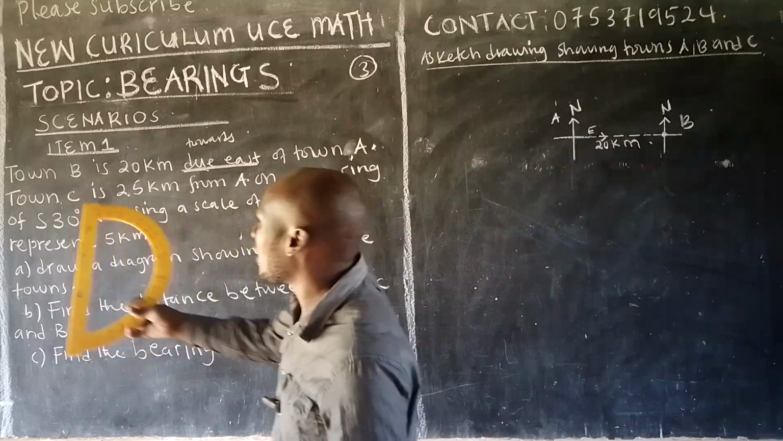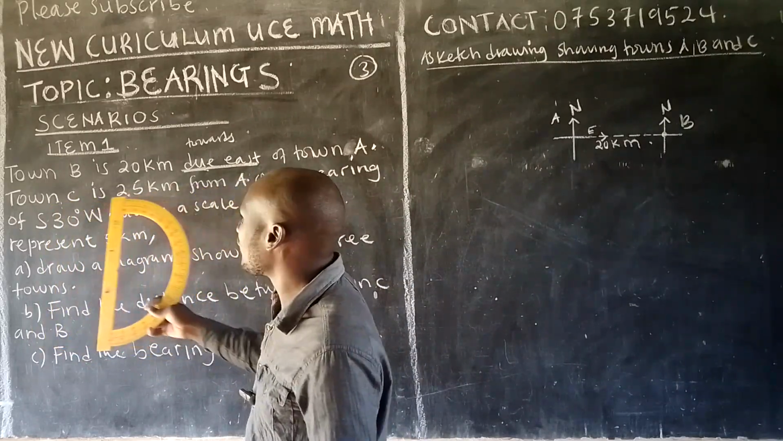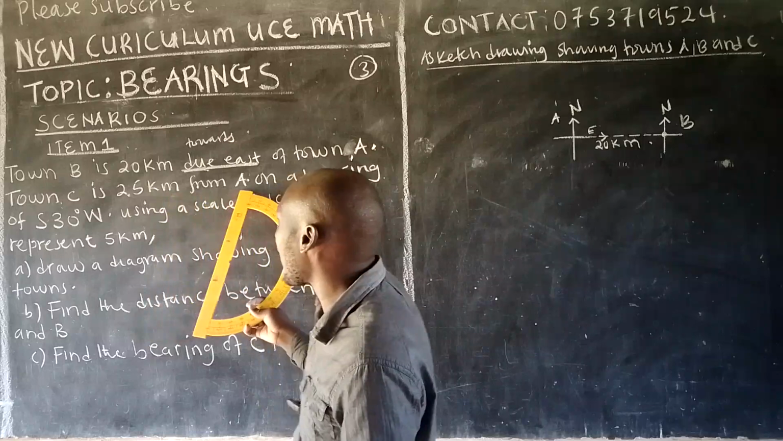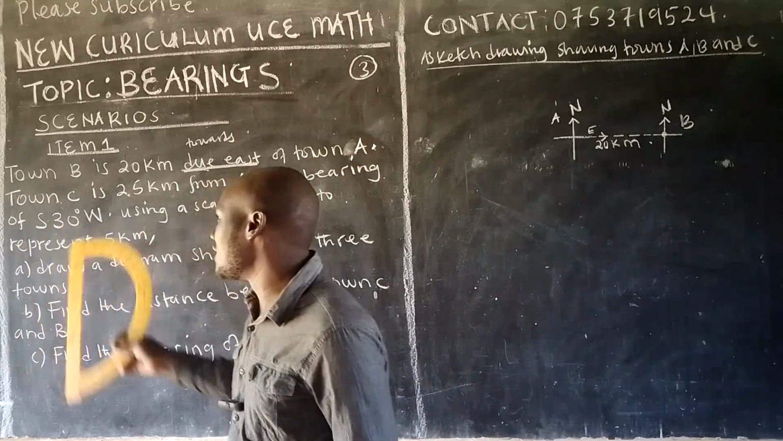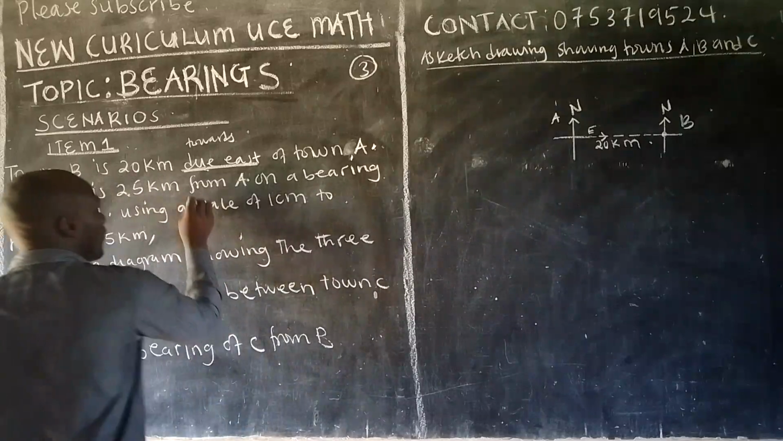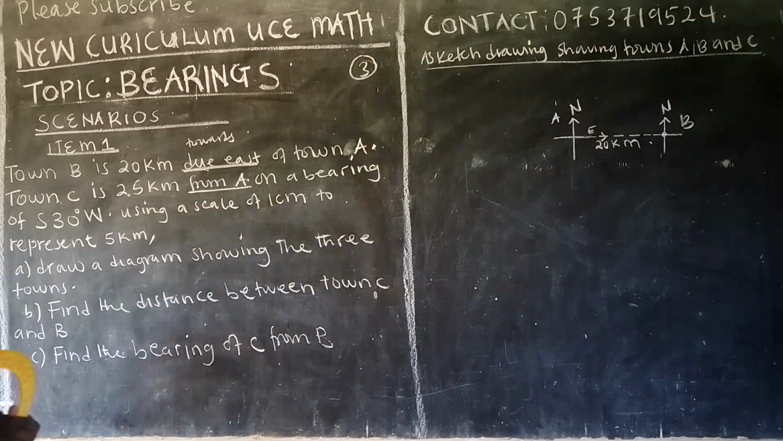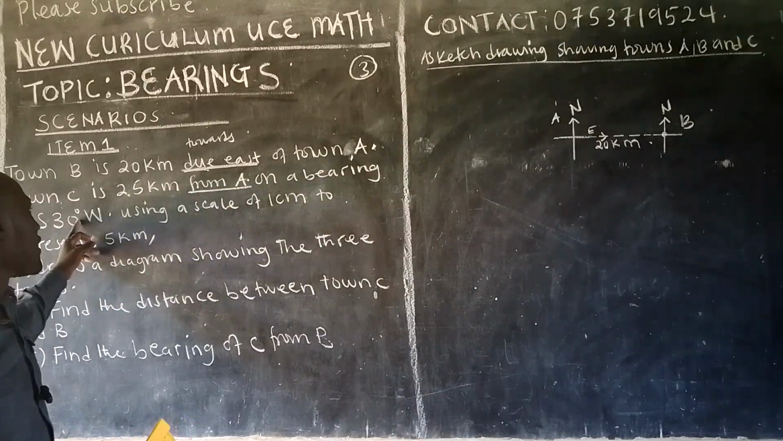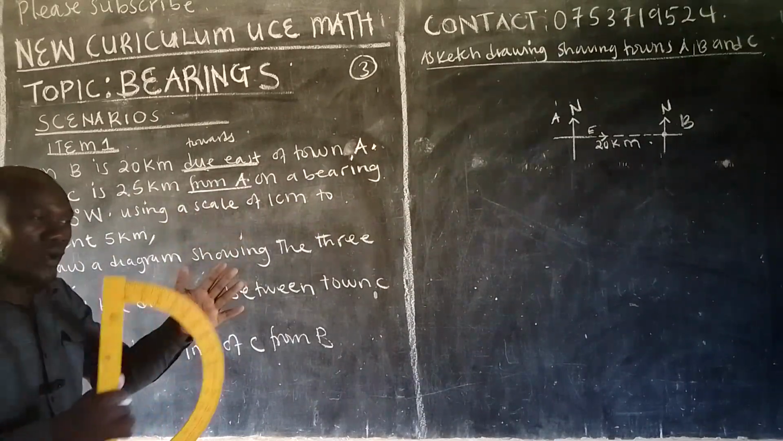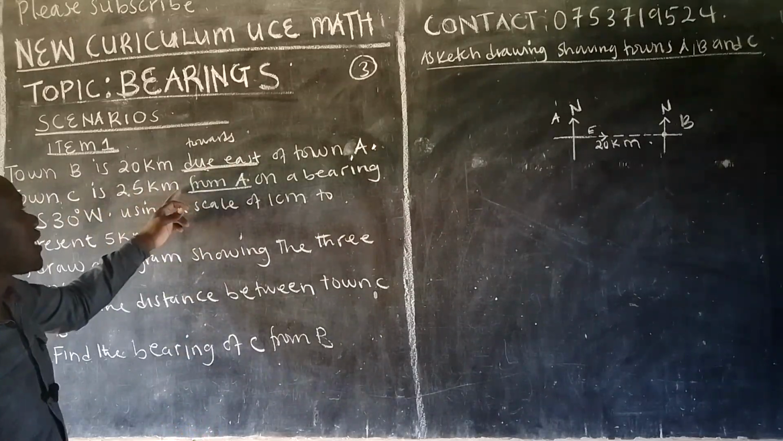They're saying town C is 25 kilometers from A on a bearing of south 30 degrees west. Now the word from A means that while standing at A, we are going to stand at A and take on this bearing. You first get a direction before you look at the distance. So town C is 25 kilometers from A.